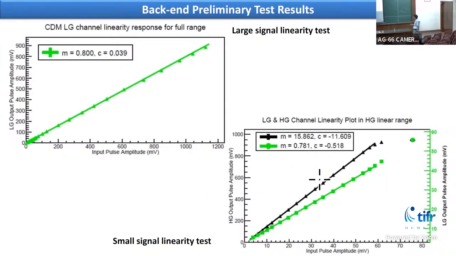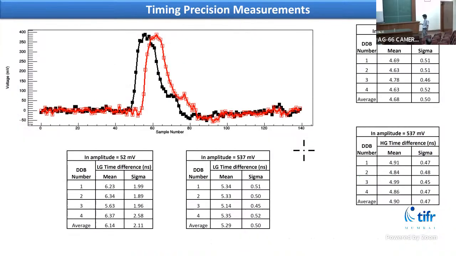This is the linearity test performed. Here we varied the input pulse amplitude and recorded the output pulse amplitude. This is the response for the large signal linearity test covering the complete range. And this is the small signal linearity test, where the high gain version is shown here and the low gain version also shown. So both are quite linear. The low gain and high gain can be used for intercalibration of the signals. The gain value obtained here is about 15, and this is 0.8, which matches our previous measurements.